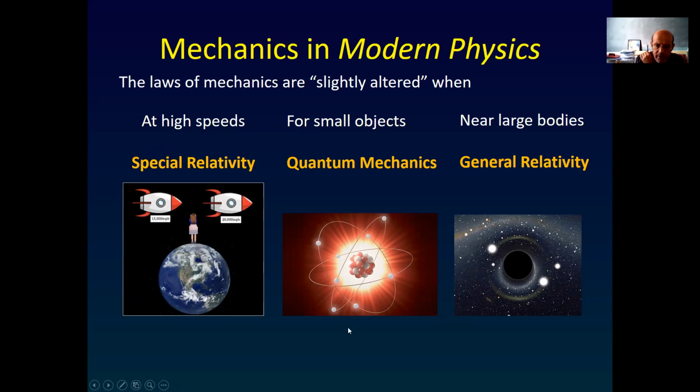And especially if you want to work on these microscopic physics, one way or the other, you have to deal with this issue. And then near large bodies, like black holes or whatever, there's something called general relativity. So this also changes certain things, especially in mechanics. And so as a result, what we are going to see in this course is not correct. It is wrong, but at least in the environment that we are living in, it is approximately correct, right? So that's one reason why we are seeing them.